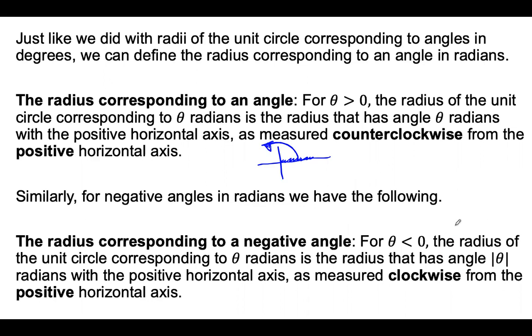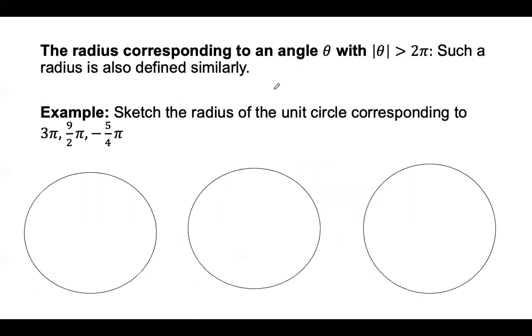The radius corresponding to a negative angle, let's draw the picture, is obviously the same thing, but it's going clockwise around the circle. And it's, of course, again, with respect to the positive horizontal axis. You could read all that to understand. So the radius corresponding to an angle theta, this is the Greek letter theta, is this magnitude greater than 2 pi? Now let's understand.